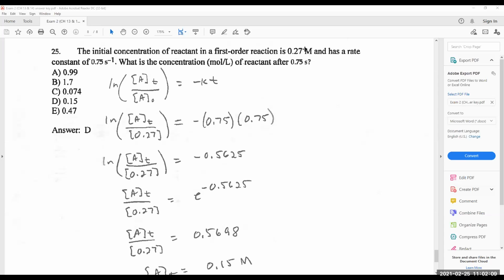So if you go ahead and do that math, you get to where it's the natural log of A sub t divided by 0.27 equals minus 0.5625. To be able to solve for A sub t, we take the antilog of each side. And so then that gets us to where we have e to the minus 0.5625. So once again, using your calculator to do that calculation, if you do all that correctly, you get 0.15 molar. Any questions about anything on the exam?